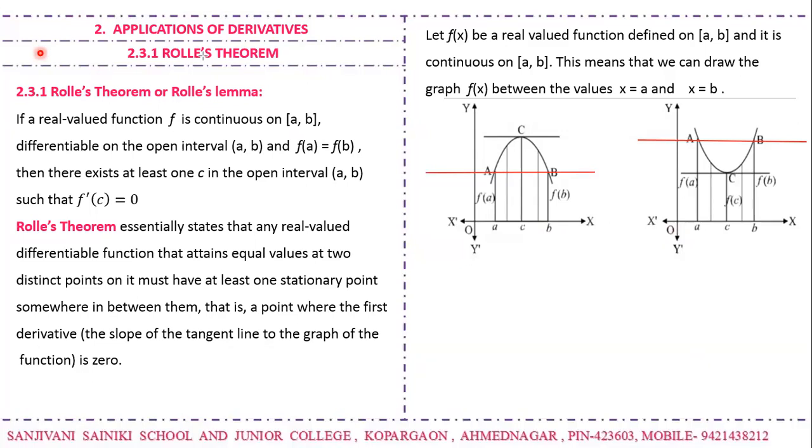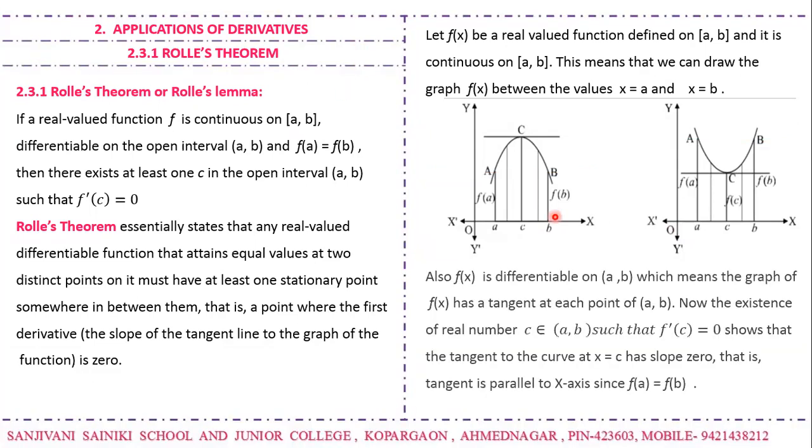Okay, so f of x is differentiable on the open interval (a, b), which means that the graph of f of x has a tangent at each point of (a, b). Now the existence of a real number c such that f dash at c is equal to 0 shows that the tangent to the curve at x equal to c has slope 0, that is, the tangent is parallel to the x-axis.